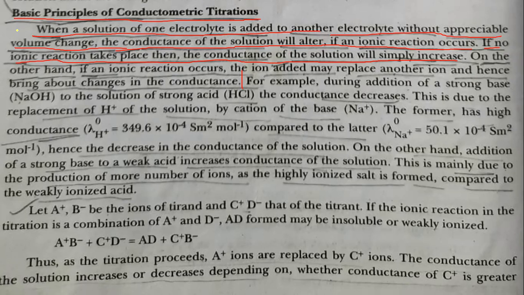On the other hand, if an ionic reaction occurs, the ion added may replace another ion and hence bring about changes in the conductance. Here is an example: the addition of NaOH to HCl and how the conductance is affected. Initially the conductance was high for HCl, but when NaOH is added, the conductance decreases.